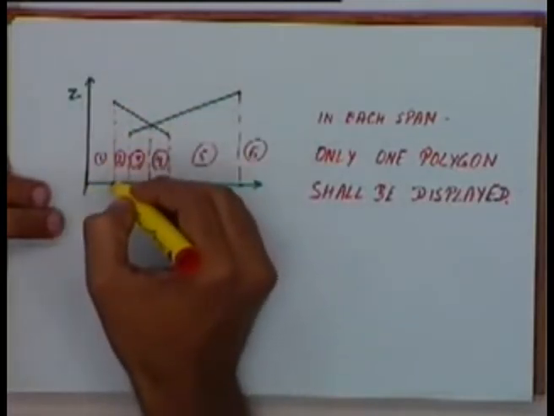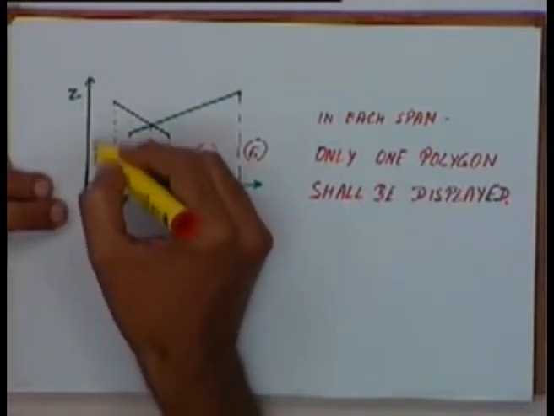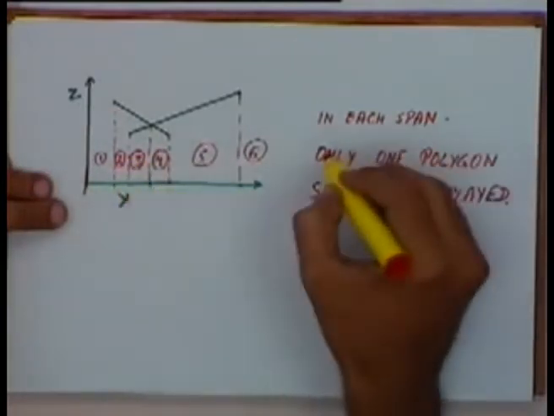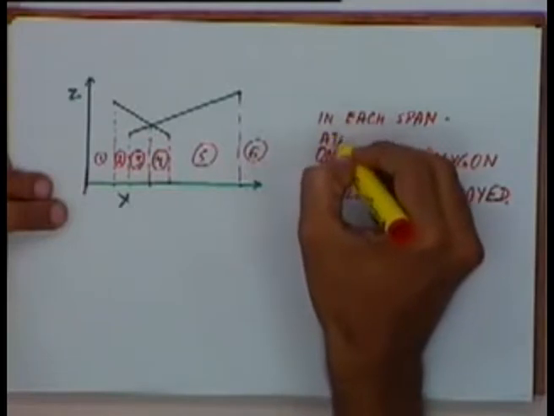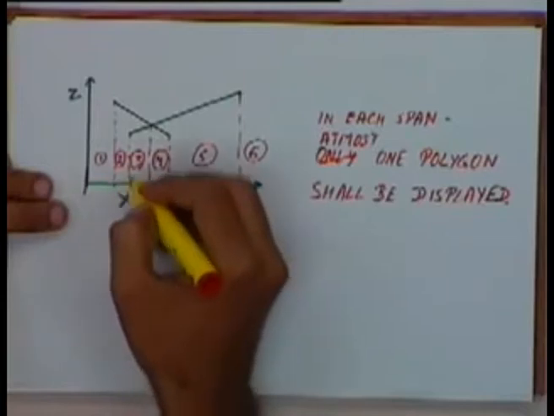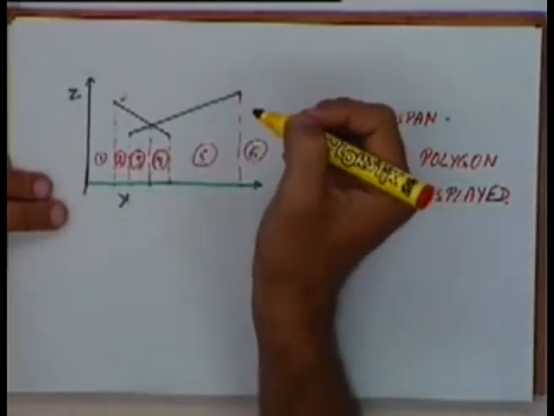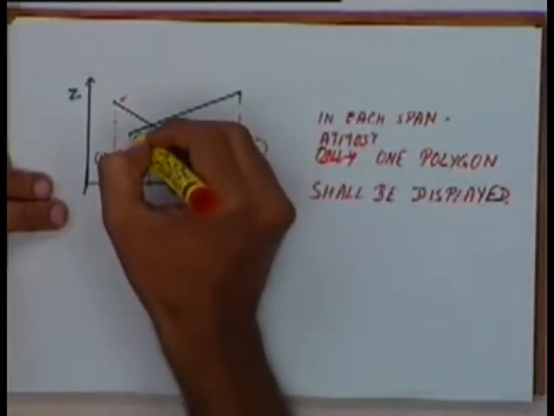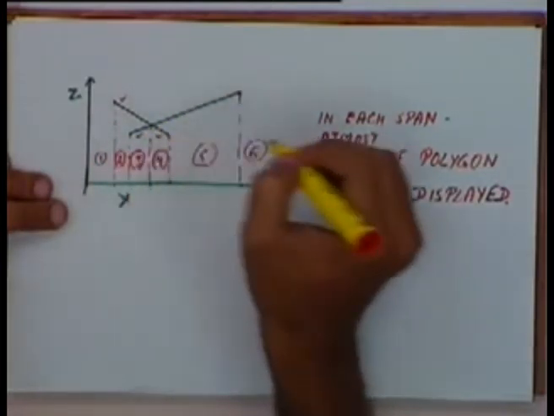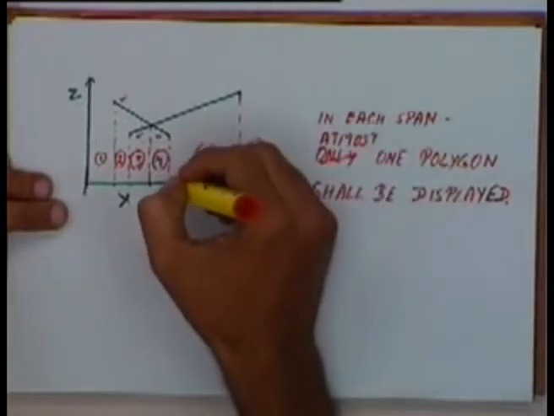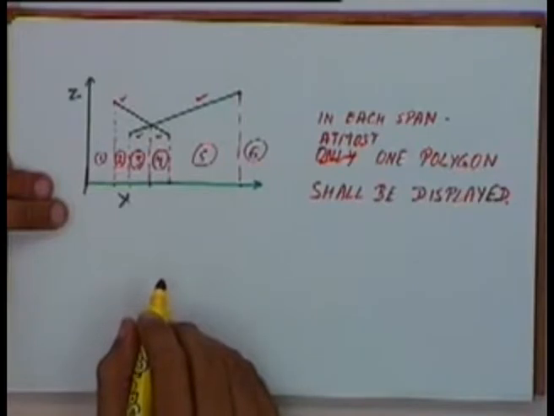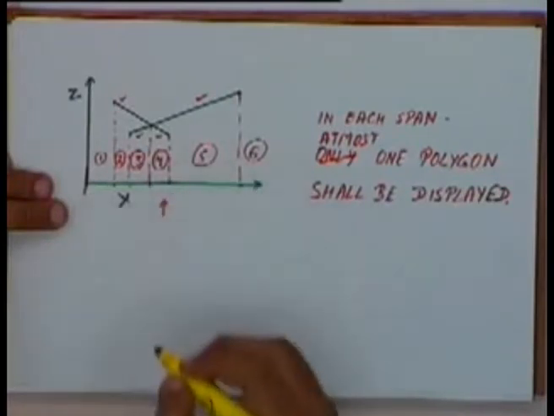In span number 1, nothing is being displayed. Actually, instead of only one, I should say at most one. In span number 2, I'll have this polygon being displayed. In span number 3, this polygon will be displayed. In span number 4, this one will be displayed. In span 5, this will be displayed, and in span 6, nothing will be displayed. Again, this is my direction of viewing.